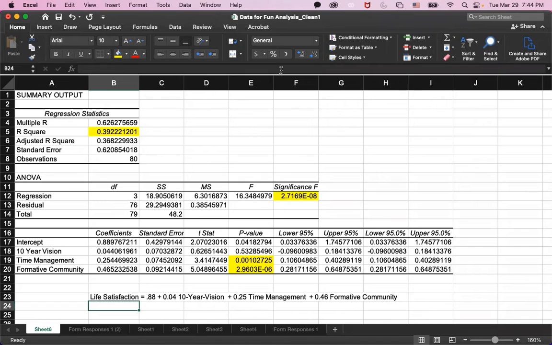I'm really surprised because look at the magnitude of the impact formative community has on life satisfaction. It's more important than time use. It's more important than 10-year vision. Formative community has the strongest impact on life satisfaction. And I collected this data for 3 years, right? In 2021 and 2020, that's the time I collected. So this is a result from the College of Business students taking my class for 3 years.